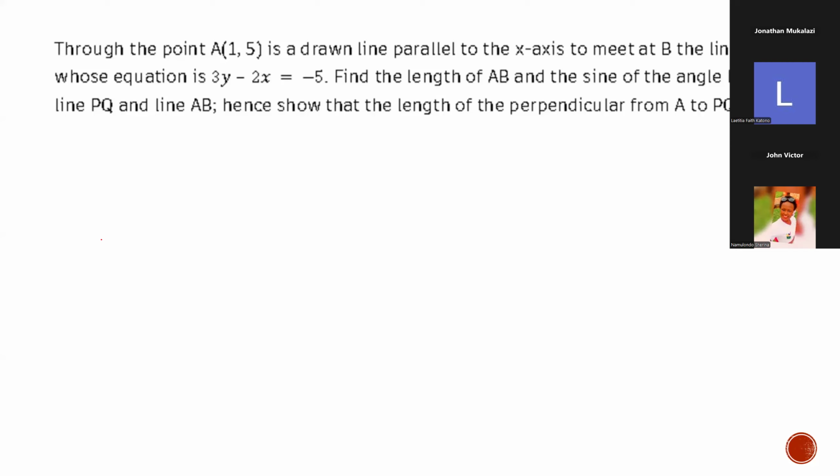So the point A (1, 5) is drawn a line parallel to the x-axis through the point. A line is drawn parallel to the x-axis to meet at B the line PQ, whose equation is 3y minus 2x is equal to -5. Find the length of AB and the sine of the angle between the line PQ and line AB, hence show that the length of the perpendicular from A to PQ is 18 over root 13.